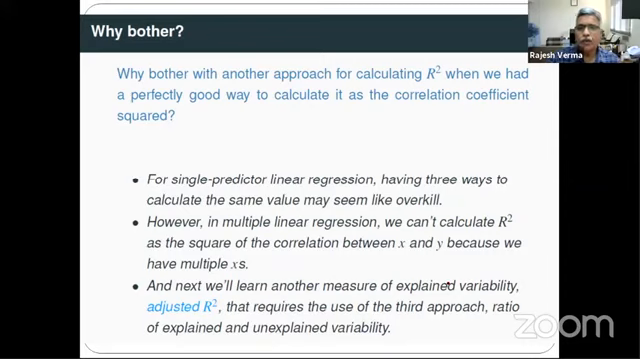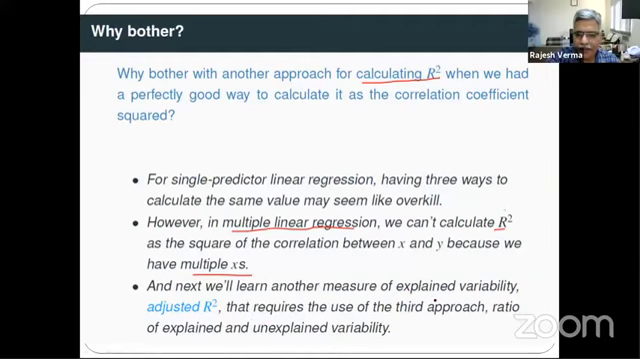But why do we need this approach of calculating R square, when earlier we said that R square is just the square of the regression coefficient? Because in multiple linear regression, we can't calculate R square as the square of the correlation between X and Y, because we have multiple axes. We don't have a single axis, X. We have multiple explanatory variables. Therefore, we cannot simply calculate the R square by taking a square.